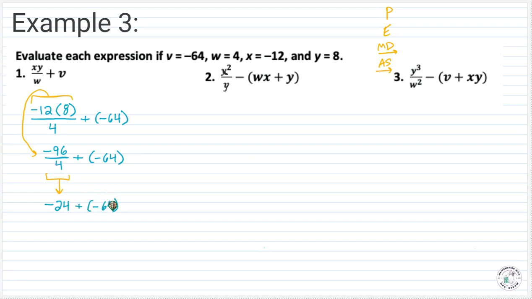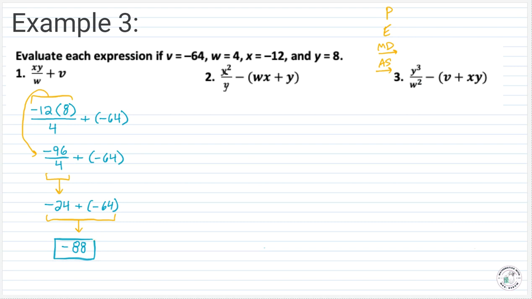We haven't done anything with that yet, but that is actually our next step. We're going to add these two integers together. What's really nice, they are the same sign, you add like normal and keep the sign. So we're going to have negative 24 plus negative 64. That is going to be a negative 88. And that's it for this question.